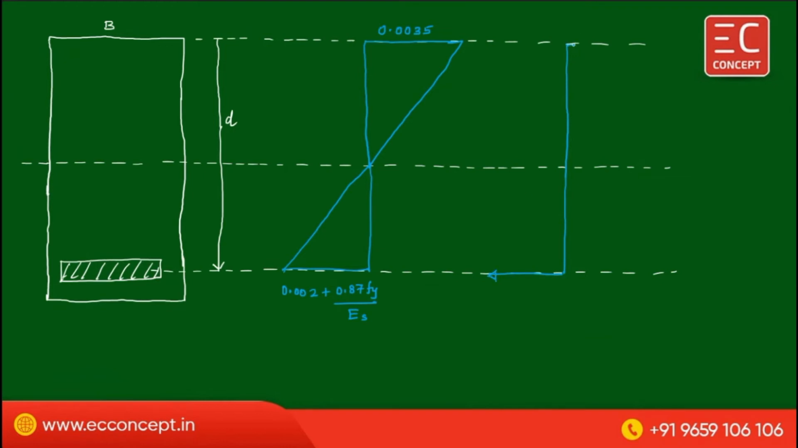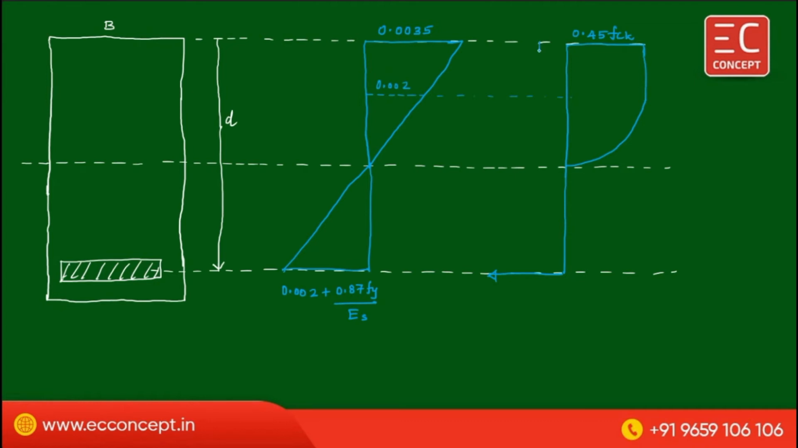Above the neutral axis, concrete takes the load. Somewhere here, the strain is 0.002. Therefore, this is the point. Up to here is a straight line, then it is a parabola. What is this? 0.45 fck. Okay, this is the stress block.